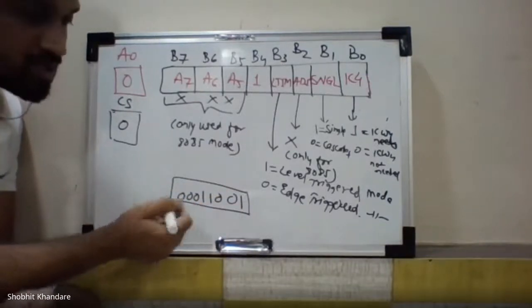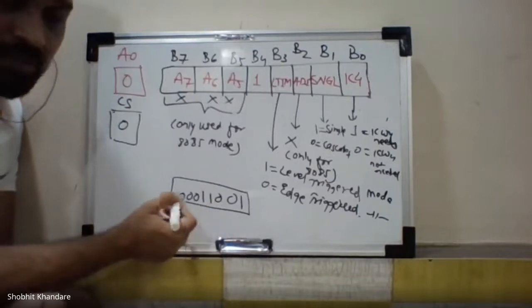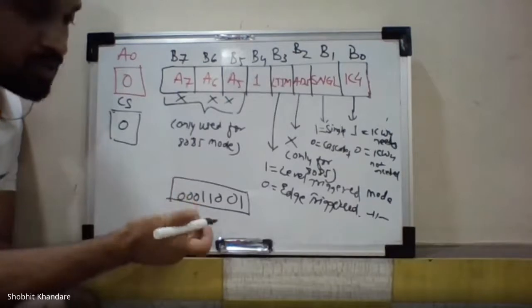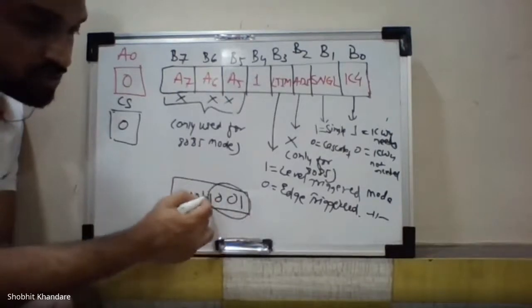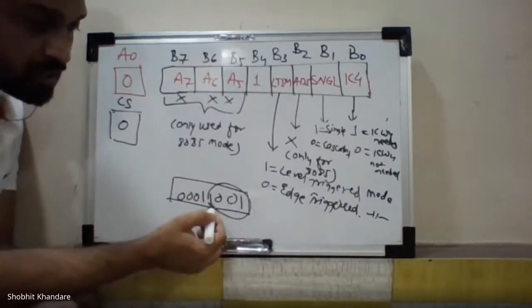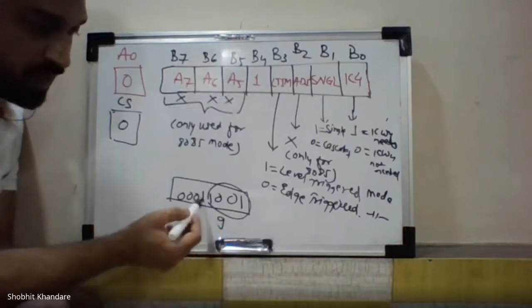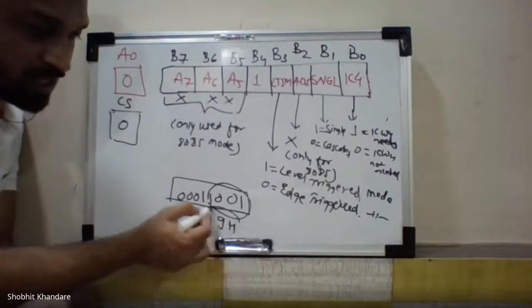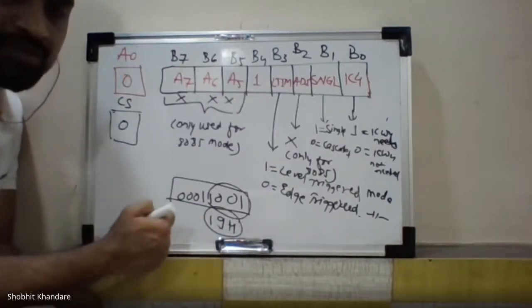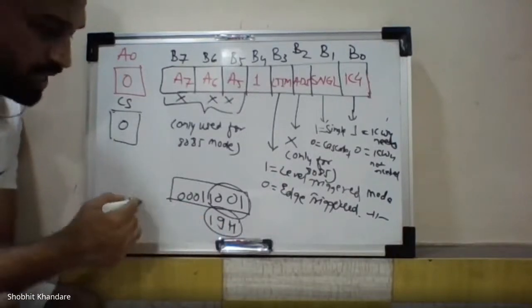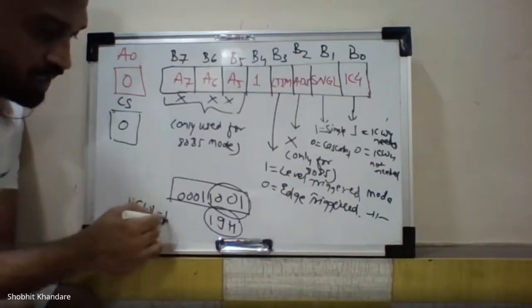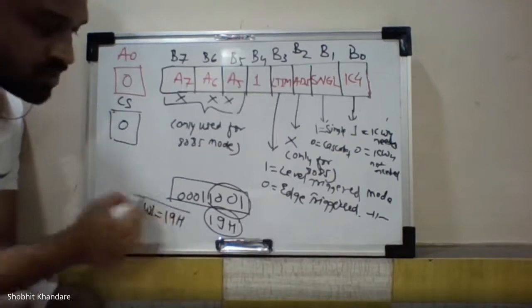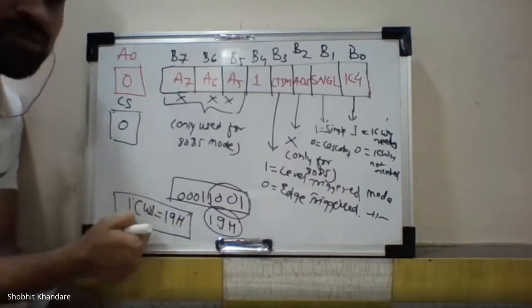Now, if I ask you to tell me the command word, these are the 4 bits: 1, 2, 4, 8, so that is 9. And 1, 2, 4, 8, so this is 1. So can I say 19H is the command word which is formed for ICW1? So your ICW1 has the command word of 19H.